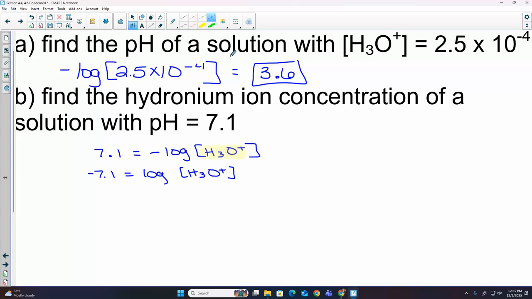If the base isn't written, what do we assume it is? So then if you wrote this in exponential form, it would be 10 to the negative 7.1 power equals your H3O plus. If you type that into the calculator, 10 to the negative 7.1 power, you get 7.9. You can do more decimal places if you wanted. But you notice at the end it says E negative 8. That means times 10 to the negative 8 power.